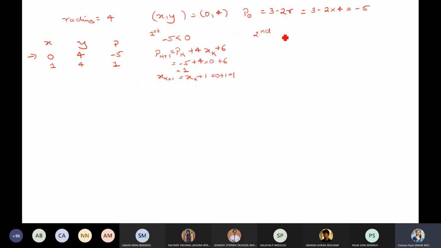Second iteration: 1 is greater than 0, so pk plus 1 will be equal to pk plus 4 into xk minus yk plus 10.